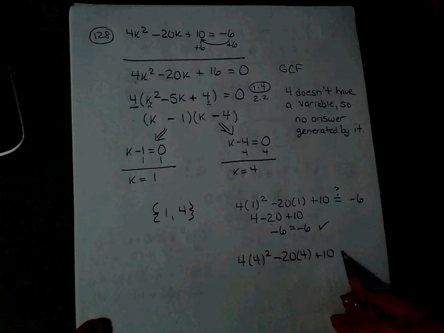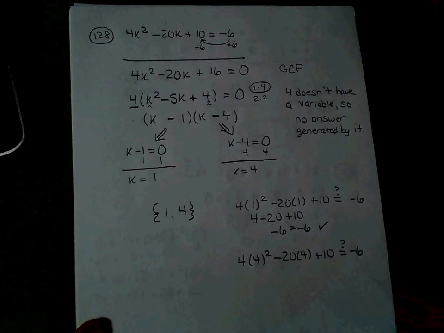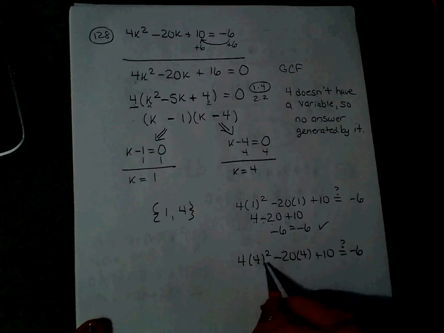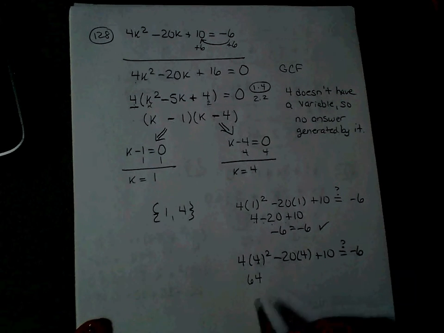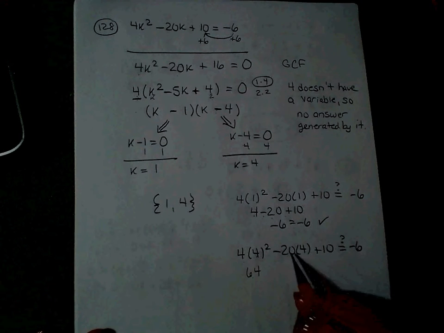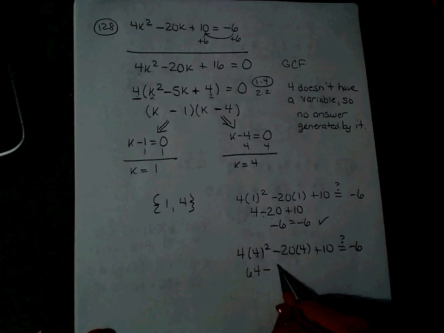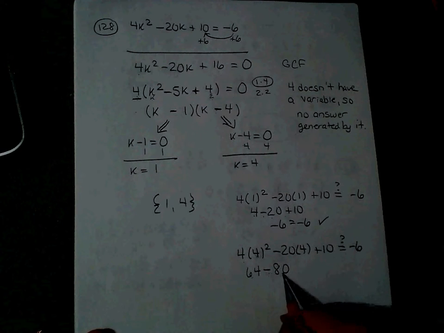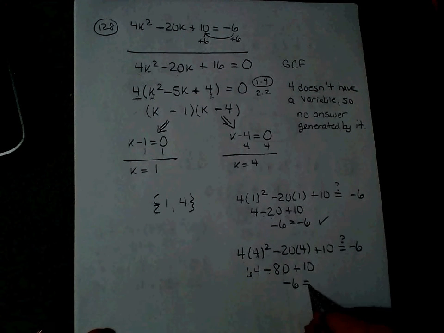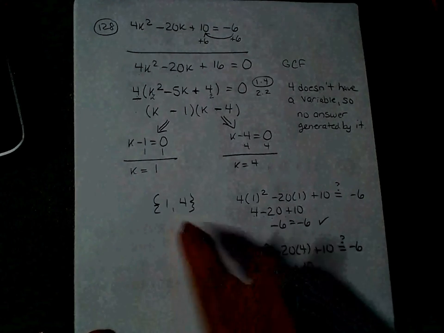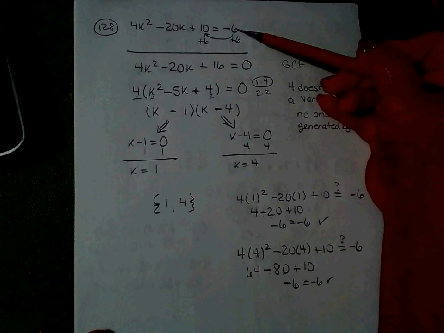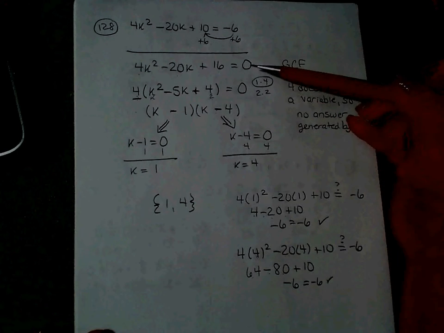Now let's try 4. So everywhere there's a K, I plug in a 4. And I put a question mark until I know it's true. 4 squared is 16. 16 times 4 is 64. 20 times 4 is 80, and that's a minus. 64 minus 80 is negative 16. Plus 10 is negative 6. Negative 6 equals negative 6. Check. It works.